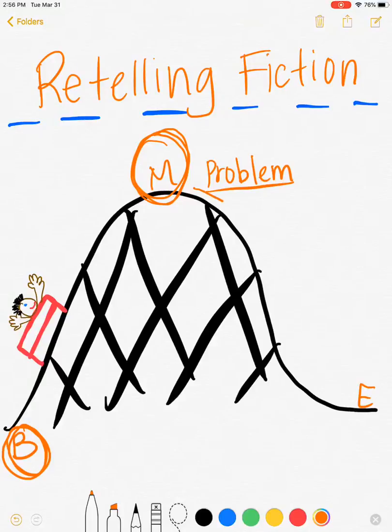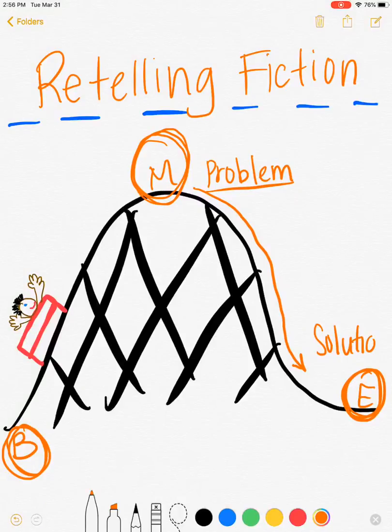So as we go down the hill and as you keep reading through your story, you eventually are going to get to the end of your story. And by the end of your story, that is when your characters are going to figure out how they're going to solve the problem. And that is called the solution. So, something goes wrong and the characters have to figure out what they are going to do to fix it, or what they are going to do to solve that problem.